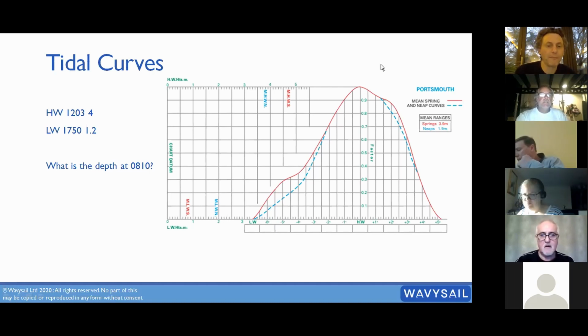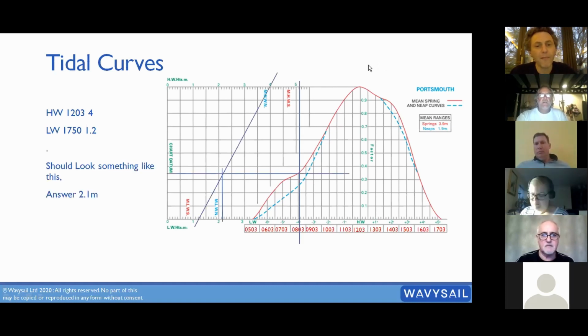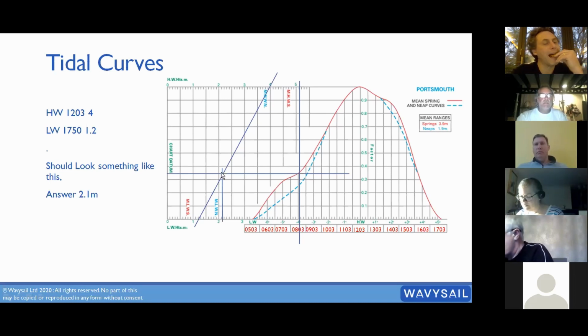Okay, so if we have a look at it, it should look something similar to that. It should be about 2.1. So your high water, 4 meters, low water, 1.2. Your high water time, 1203. So we come back to our looking for time of 8 o'clock. Come up until we hit the tidal curve, come across, come down to about 2.1, 2.2. So I see most of the answers were pretty much there.